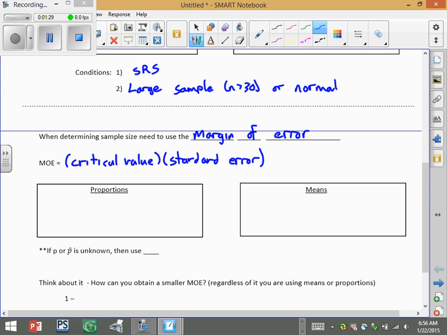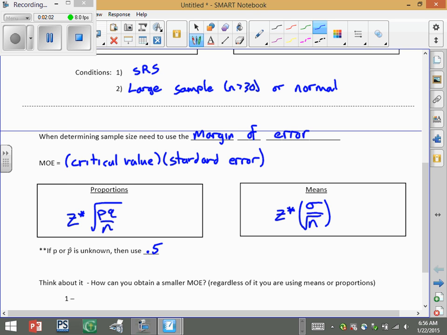So it's the z star times the standard deviation, or the t star times the standard deviation. For proportions, the second part of the interval is z star times the square root of pq over n. For means, we're going to stick with z star here, but this time it's the standard deviation over the square root of n. So it's essentially the second part of the interval. If p or p hat is unknown in these problems, then what you're going to use is 0.5.